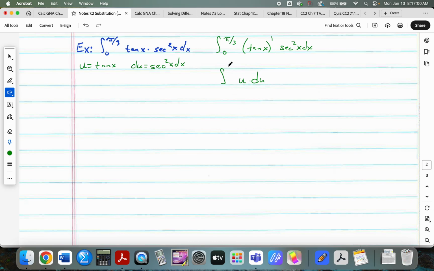I just need to figure out what my new limits of integration are. Tangent of 0 is 0. Tangent at pi over 3, you're like, okay, I got to think about that for a minute. Well, remember that tangent is sine over cosine. Sine at pi over 3 is the square root of 3 over 2. Cosine is 1/2. Dividing those, we get the square root of 3.